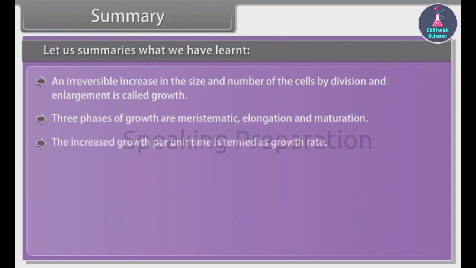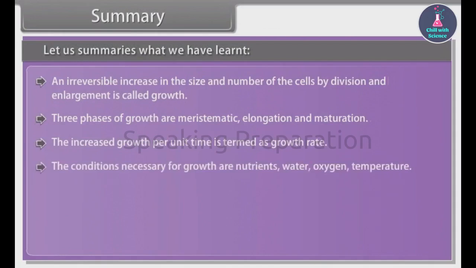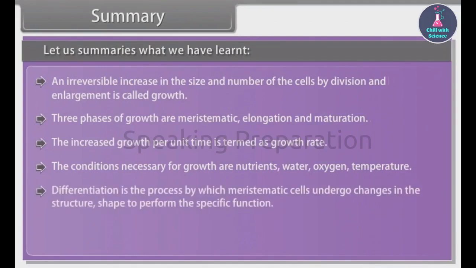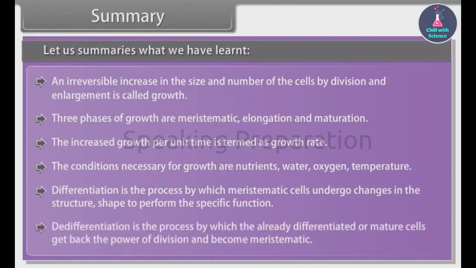The increased growth per unit time is termed as growth rate. The conditions necessary for growth are nutrients, water, oxygen, and temperature. Differentiation is the process by which meristematic cells undergo changes in structure and shape to perform a specific function. De-differentiation is the process by which already differentiated or mature cells get back the power of division and become meristematic.